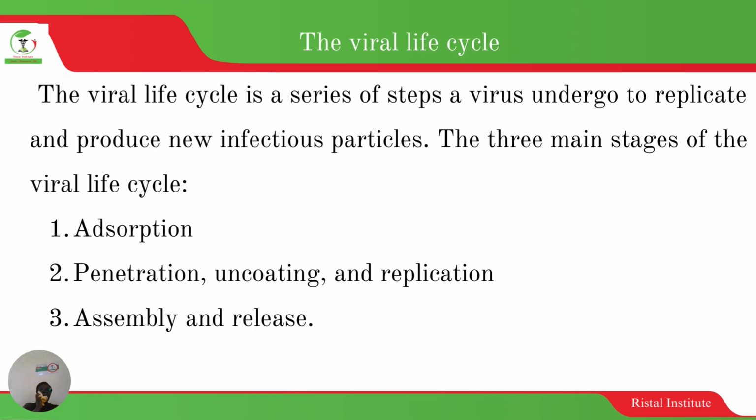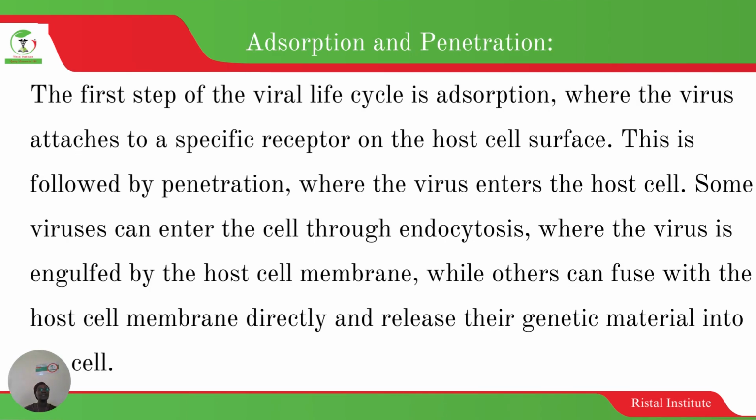Let's look at the viral life cycle. The viral life cycle is made of a series of steps the virus undergoes to replicate and produce new infectious particles. There are three main stages of the viral life cycle. Stage number 1 is adsorption. Stage number 2, penetration, uncoating and replication. And stage number 3 is assembly and release. Let's look at the first step.